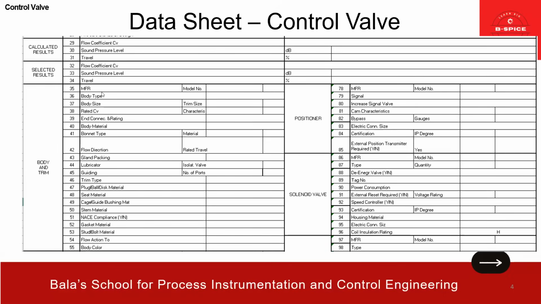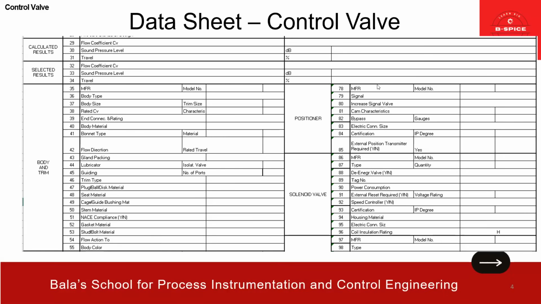You can see here manufacturer, body type, body size, rated CV, end connection and rating, body material, bonnet, flow direction, gland packing, lubrication, guiding, trim type, plug, ball, disc material, seat material, gauge, guiding bush, stem material, NAS compliance. What is NAS? We'll discuss all these in detail. Gasket material, stud bolt, flow action, that's the flow direction, then body color.